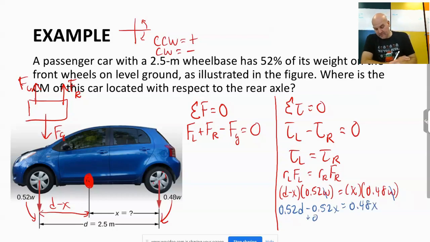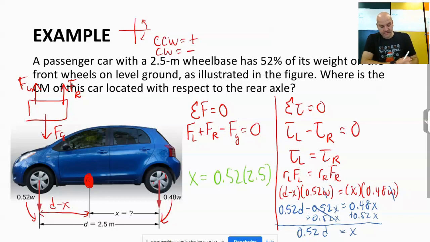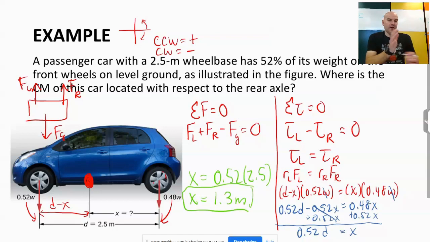If I add 0.52x over, that's simply going to be 1x. So x is equal to 0.52 times the distance. x equals 0.52, and the distance is 2.5 meters, so it's going to be shifted to 1.3 meters. So not quite halfway. It's more towards the front end, as expected, because more of the weight is concentrated at the front end than the back end.